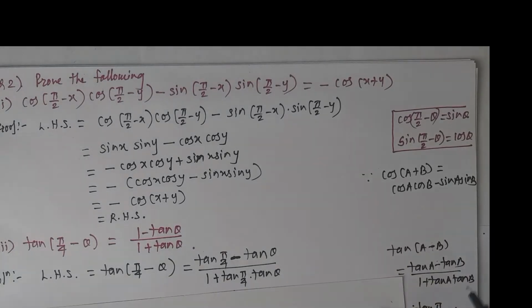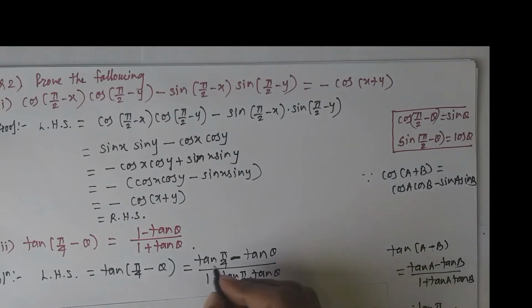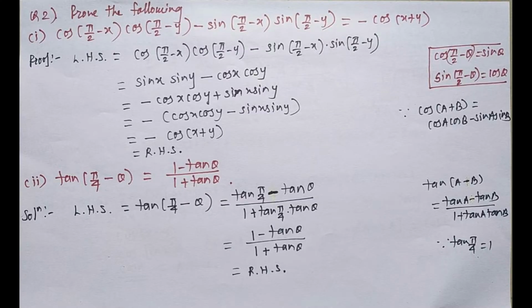Here we will use the formula tan(A minus B) equals (tan A minus tan B) divided by (1 plus tan A tan B). Here A is pi by 4, B is theta. Therefore tan pi by 4 minus tan theta divided by 1 plus tan pi by 4 into tan theta. Again we know the value of tan pi by 4 is 1, that is tan 45 degrees. Keep the value of tan pi by 4 equal to 1. Then we get (1 minus tan theta) divided by (1 plus tan theta), which is the right hand side.